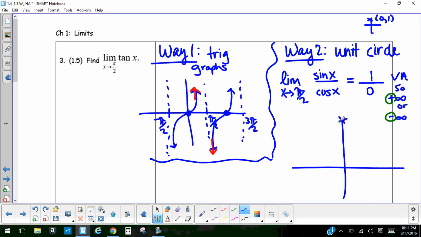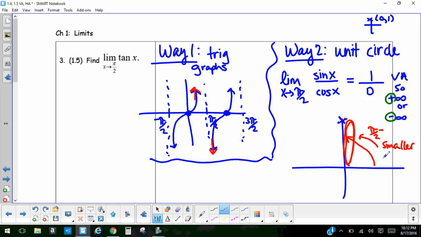Here's my pi over 2, like we talked about. It's up there at the top. But then if I want to approach from the left and from the right, so for this portion, as I'm coming up this way and I'm really, really close, right here, this would be approaching pi over 2 from the left side, because you're coming from smaller numbers than pi over 2.